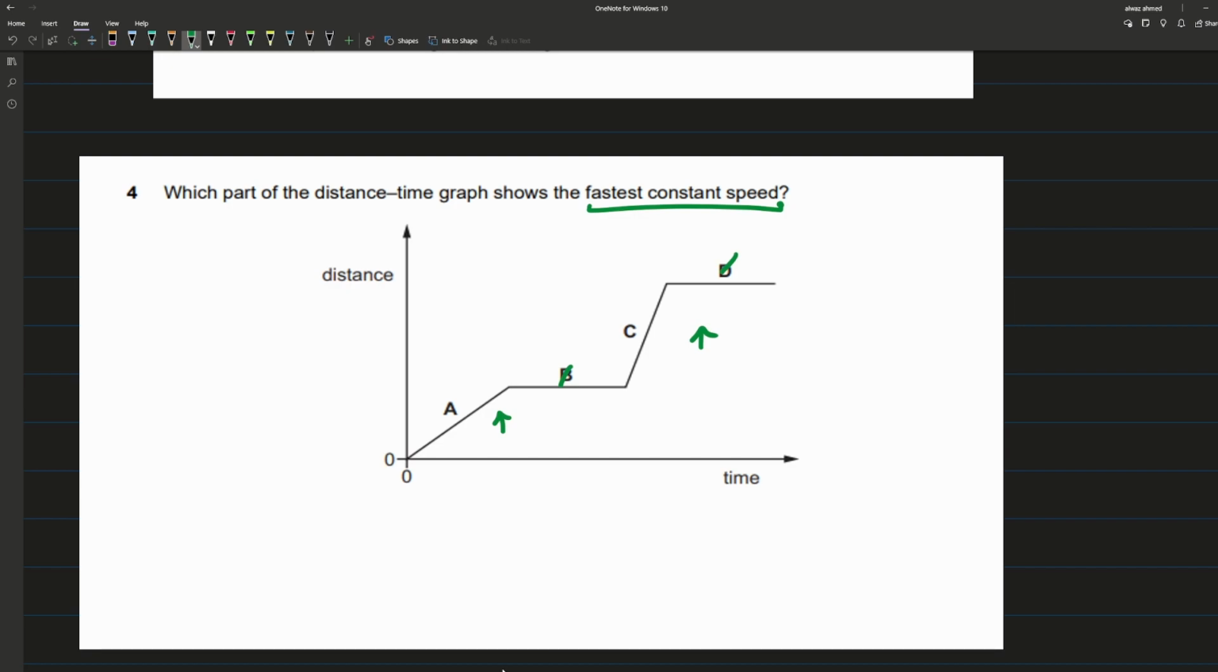The only difference between A and C that we can look at with our eyes is the steepness of the graph. So A is a bit less steep, C is a bit more steep. Okay, C is more steep and A is less steep.